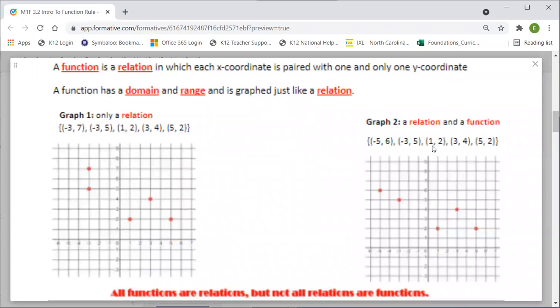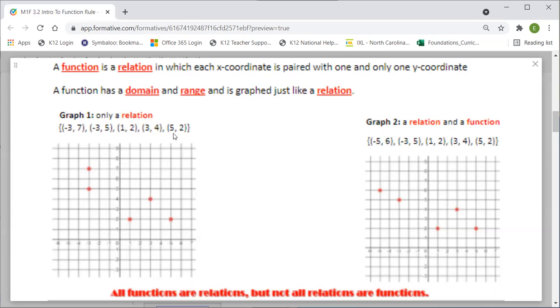A function is a relationship where each x coordinate is paired with only one y coordinate. That's the big message today, guys: each x value can only have one y value. What that means is we can't repeat an x value, because each has to have only one y value. So whenever you're trying to determine if something's a function, you want to make sure each x value only has one y value. Okay, let's go ahead and look at this one.